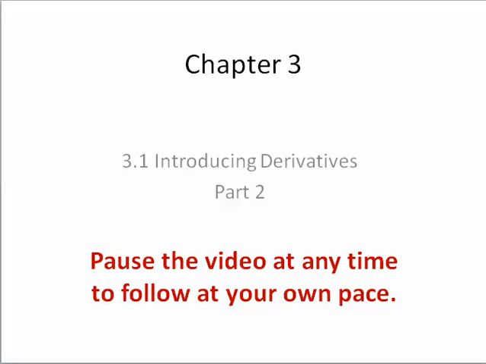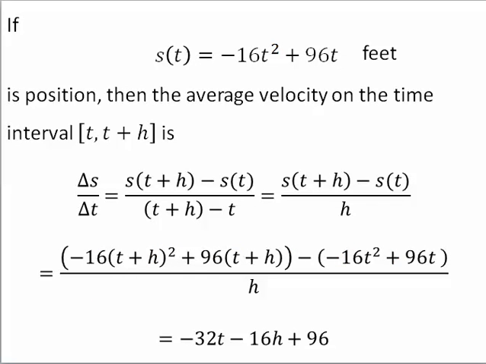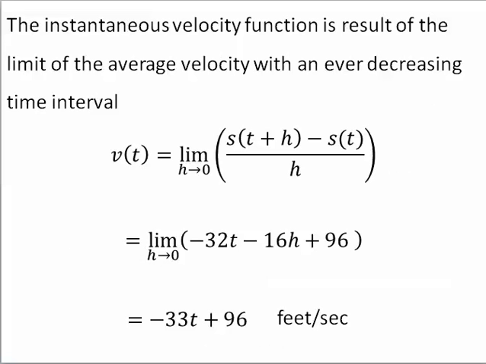Introducing derivatives part 2. In part 1 we started with a position function, and from that position function we found the average velocity going from time t to time t plus h. After we found average velocity, we found instantaneous velocity by having h go to 0. And by having h go to 0, that made our time interval smaller and smaller.